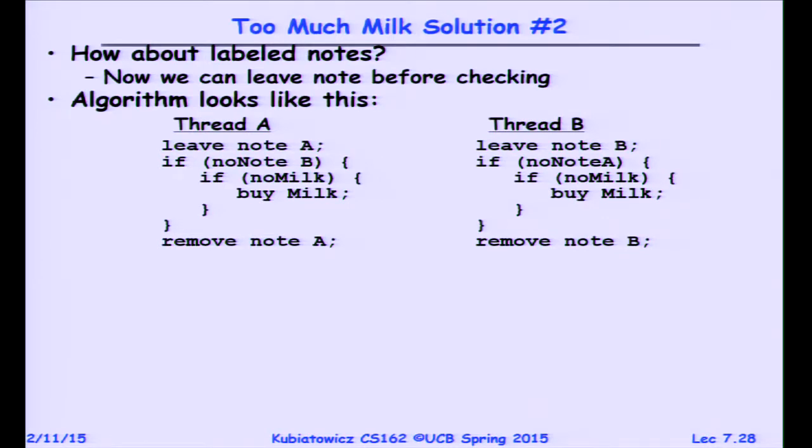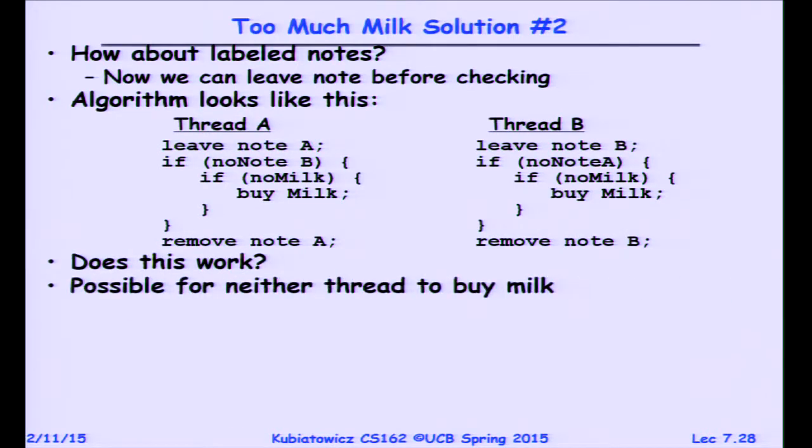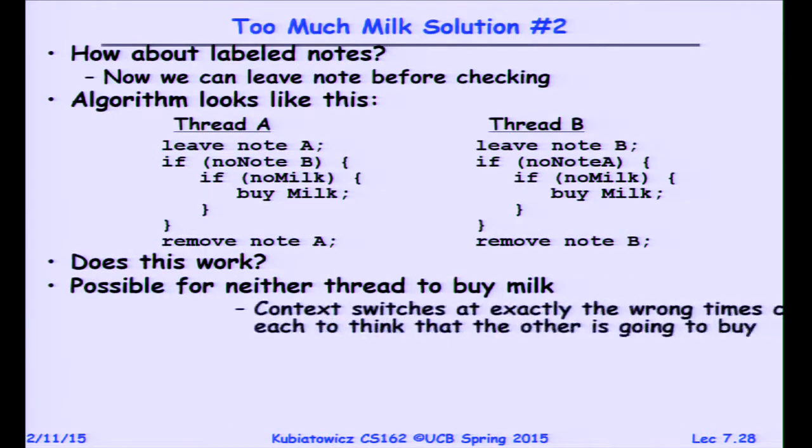Yeah. They both leave notes in the first step and check each other. That's right. They both leave notes. Why? Because maybe they get switched at exactly the wrong time. They check each other and nobody buys any milk. Okay? Does everybody see that problem? You starting to see how to think about these? They're challenging, right? It's sort of, oh my gosh, does this work? No, it's possible for neither thread to buy milk.